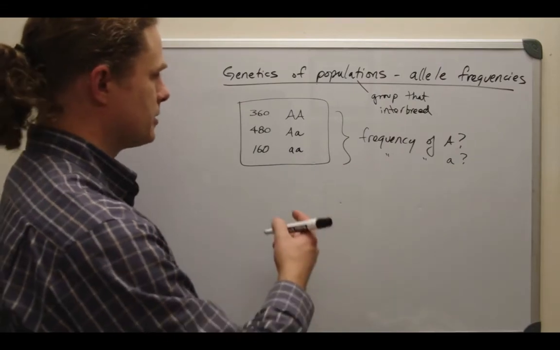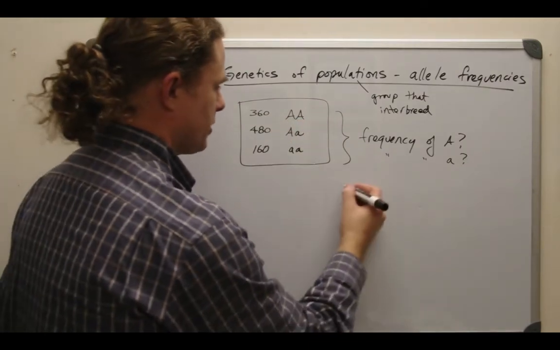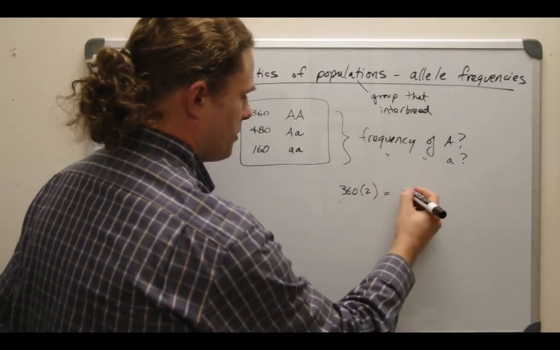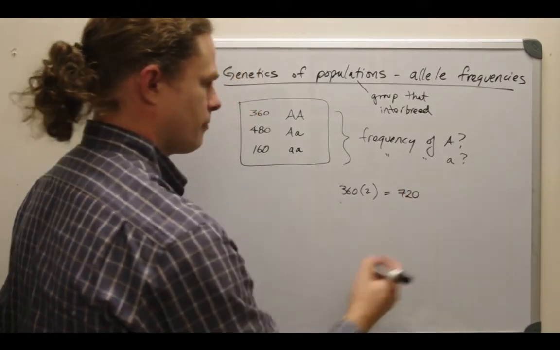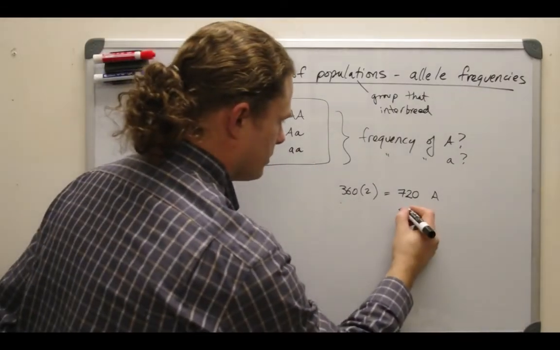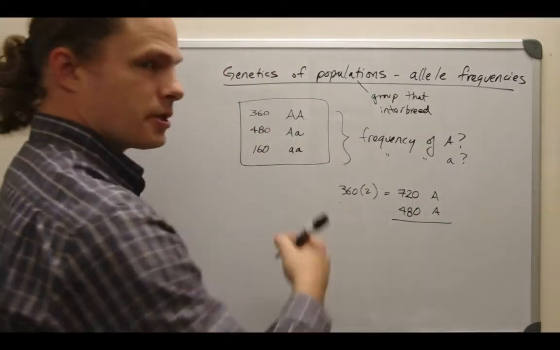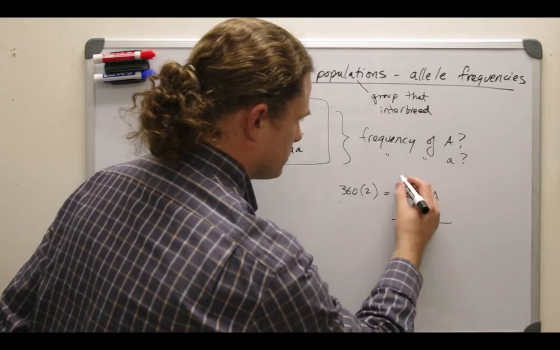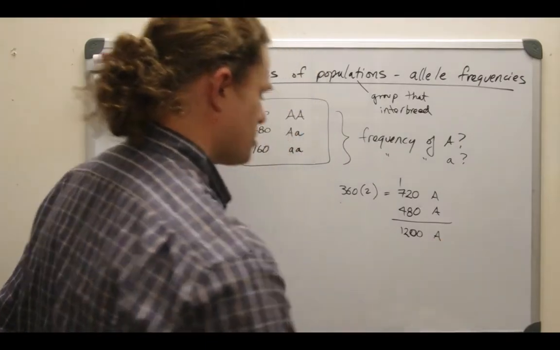So the first way to add up alleles is simply to count them. Here we have 360 individuals that are big A homozygotes, so that's 360 individuals with two big A alleles each, which gives us 720 big A alleles. And then we have an additional 480 that are present in the heterozygotes. So within this population as a whole, we have the sum of these two, 1,200 big A alleles in this population.